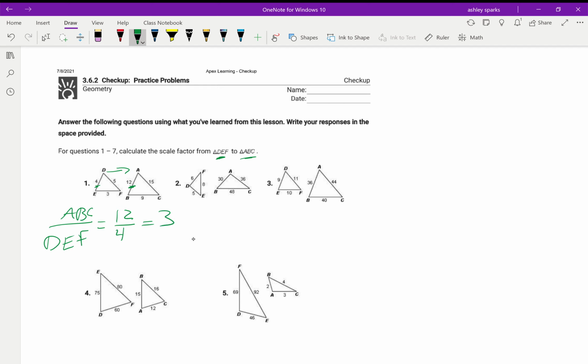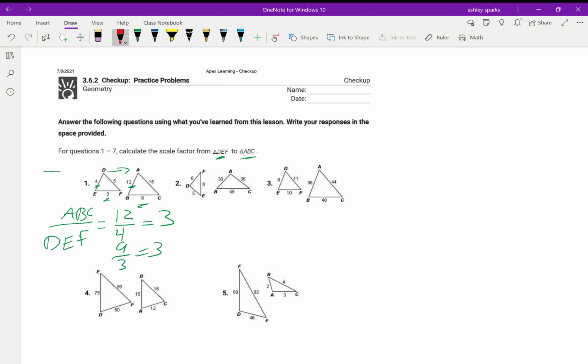And guess what? It works with any of the numbers. I could have also chosen 9 and 3. 9 divided by 3 is 3. And the last side, 15 and 5, 15 divided by 5 is 3. So you just take your triangle on the right side and pick a side and divide it by its matching side on the left side.